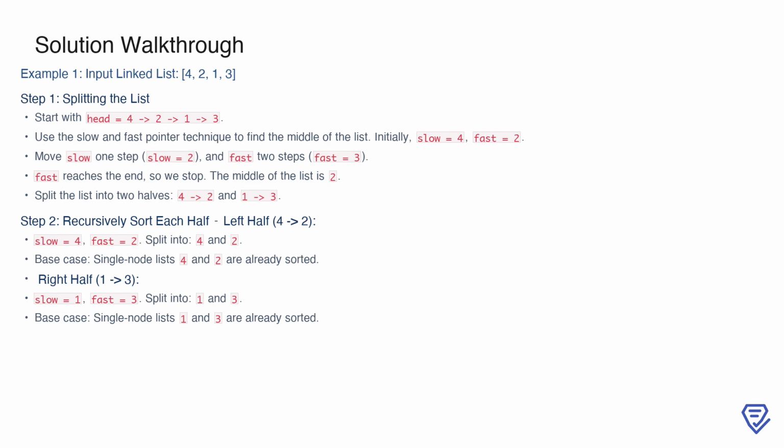At this point, the fast pointer reaches the end of the list, indicating that the middle of the list is at node 2. We then split the list into two halves, the left half, 4-2, and the right half, 1-3. Next, we recursively sort each half. For the left half, 4-2, the slow and fast pointers identify the middle as 4, splitting it into two single-node lists, 4 and 2, which are already sorted. Similarly, for the right half, 1-3, the middle is identified as 1, splitting it into 1 and 3, which are also single node and therefore sorted.